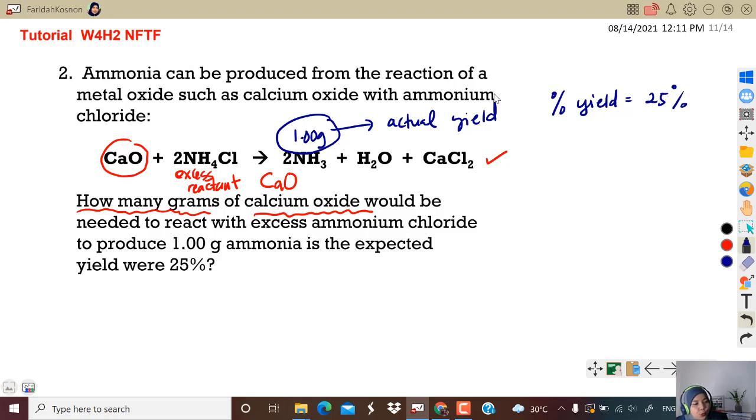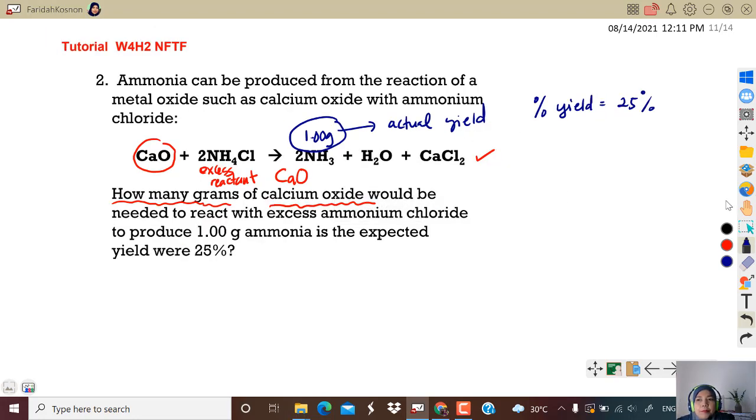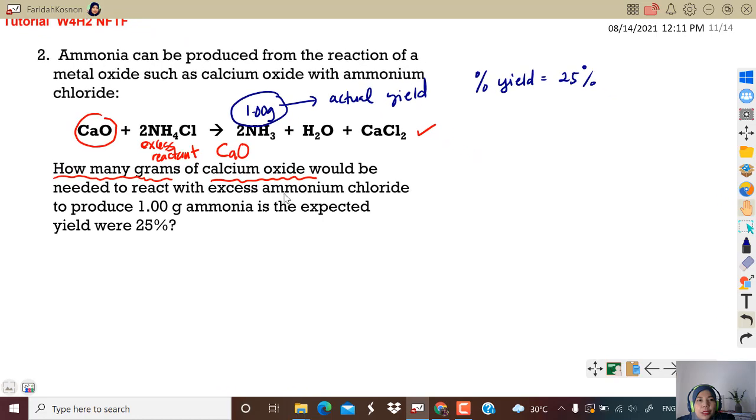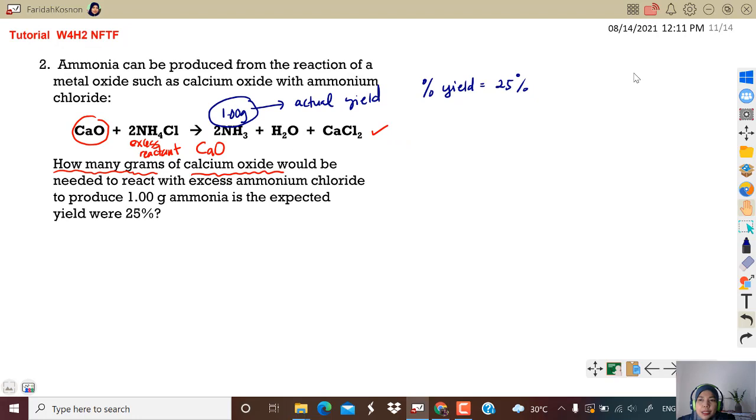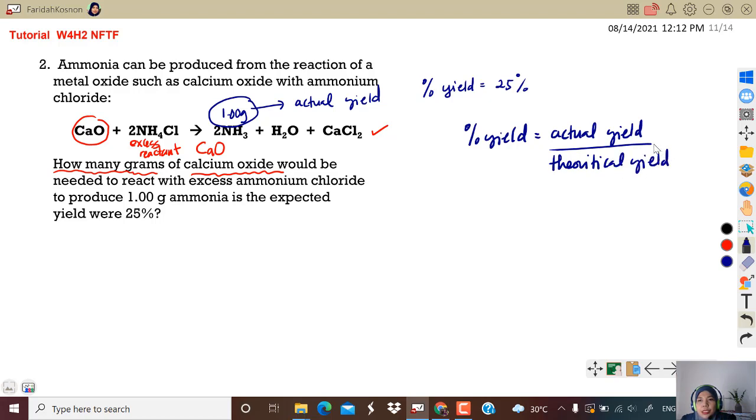So how to solve this problem, class? By referring to the formula, kalau kita tengok formula percentage yield. Saya tuliskan semula formula percentage yield. Percentage yield is actual yield divided by theoretical yield, times 100.